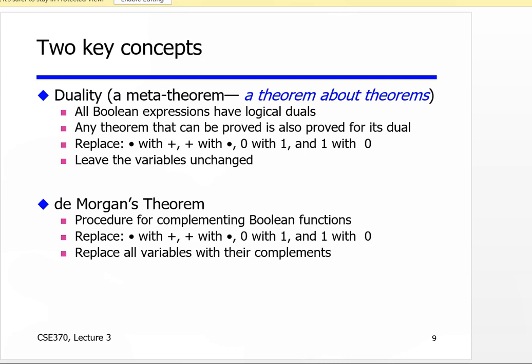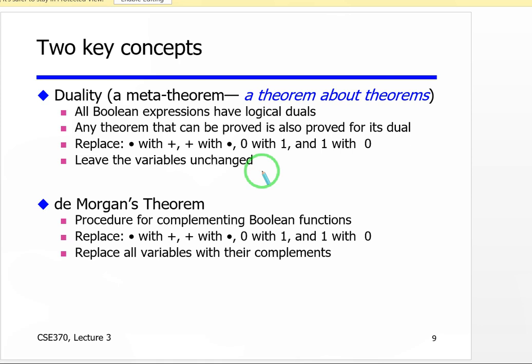So two key concepts. Duality, like a meta theorem, a theorem about the theorems. All Boolean expressions have a logical dual. Any theorem that can be proved is also proved for its dual. Replace dot with plus, plus with dot, 0 with 1, and 1 with 0. Leave the variable unchanged. This is about the duality theorem.